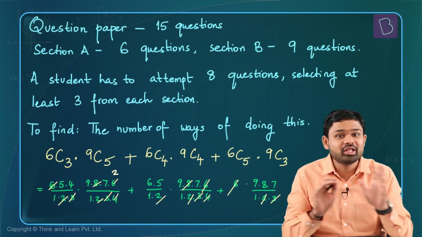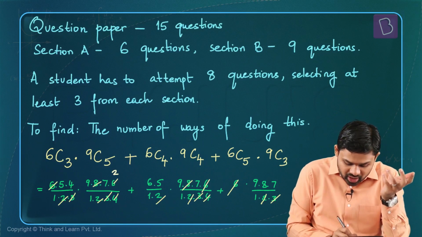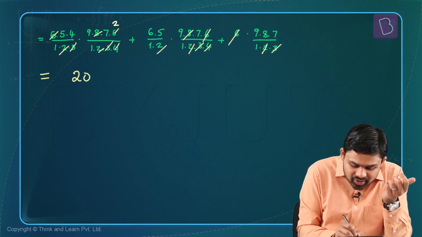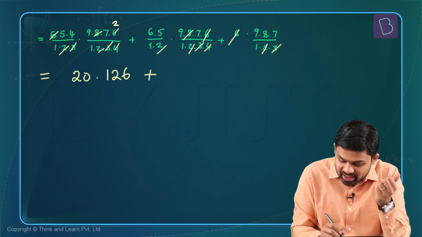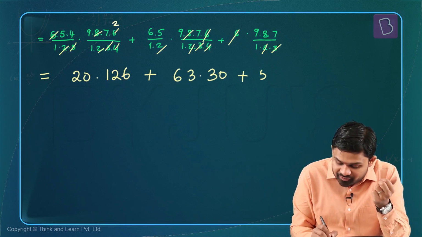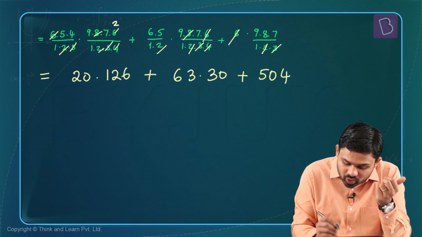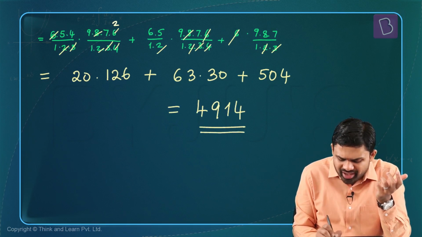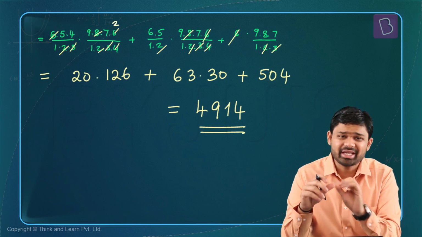So I have cancelled out all the common factors from the denominator and the numerator, and now let's try and solve this question. Upon solving this, we will arrive at 20 times 126 from the first term, plus from the second term you will get 63 times 30, and the third term will simplify to give you 504. If you simplify all these, you are going to end up with the answer, which is 4,914. So the end of this question is just a lot of mathematical calculations, and you might go wrong if you are not very careful with that.